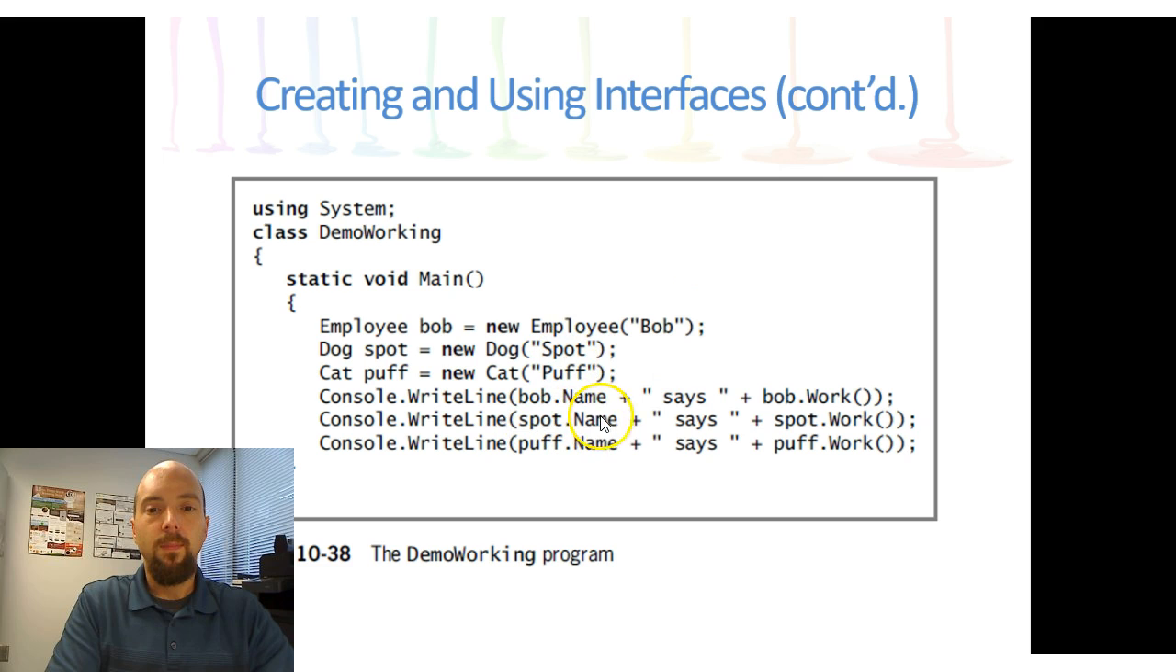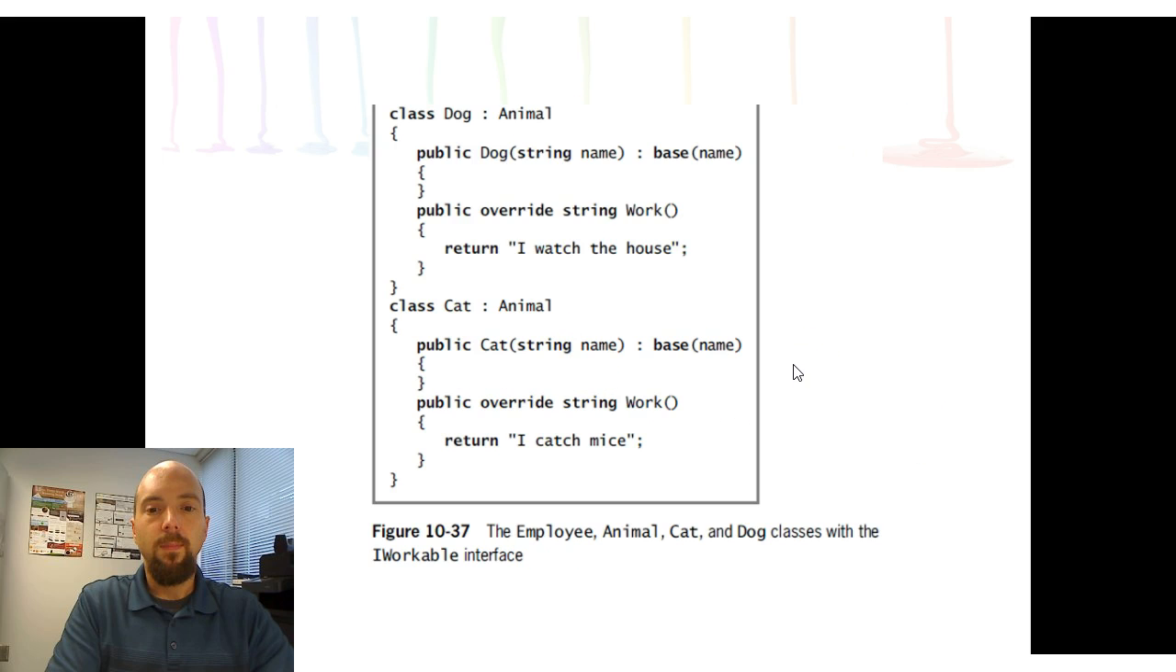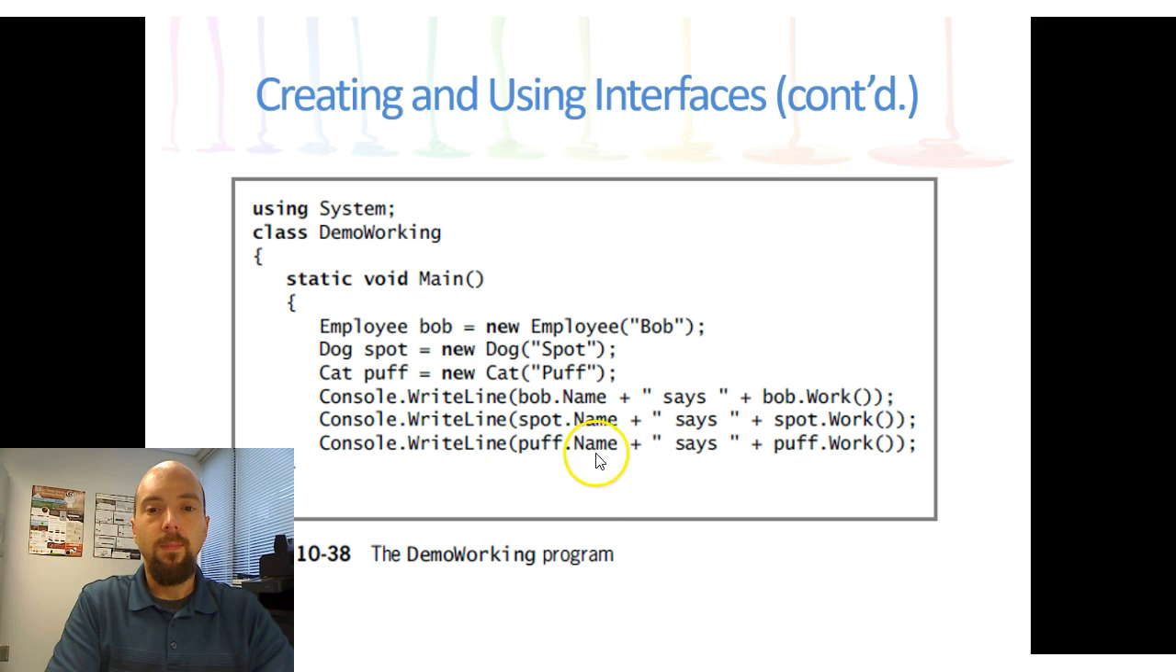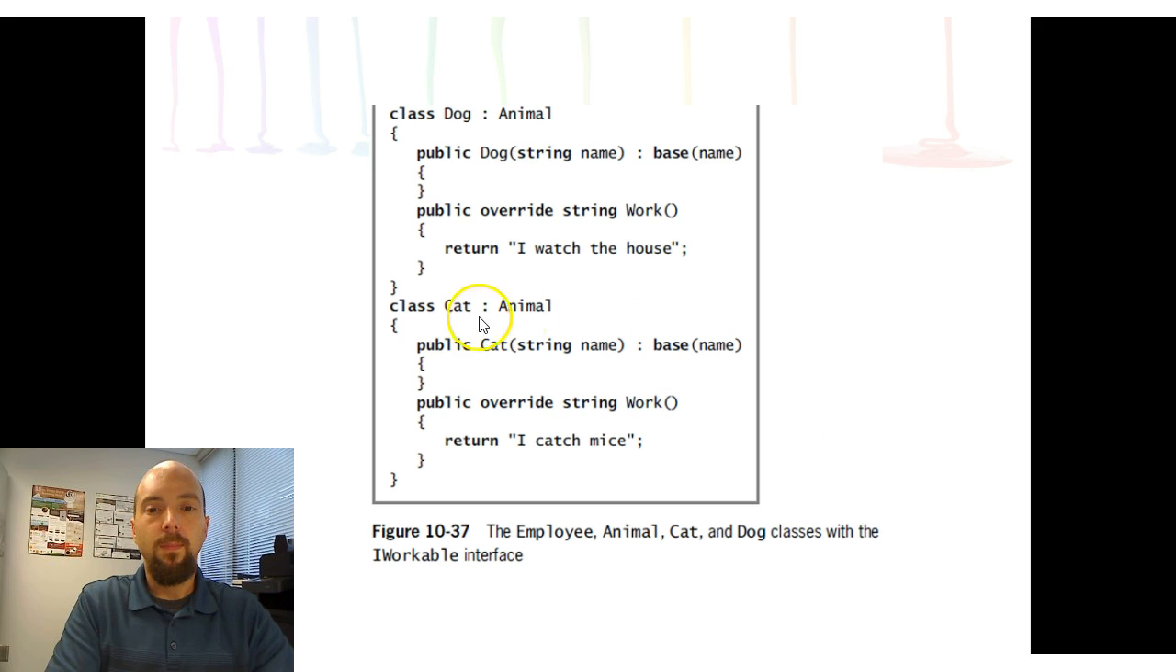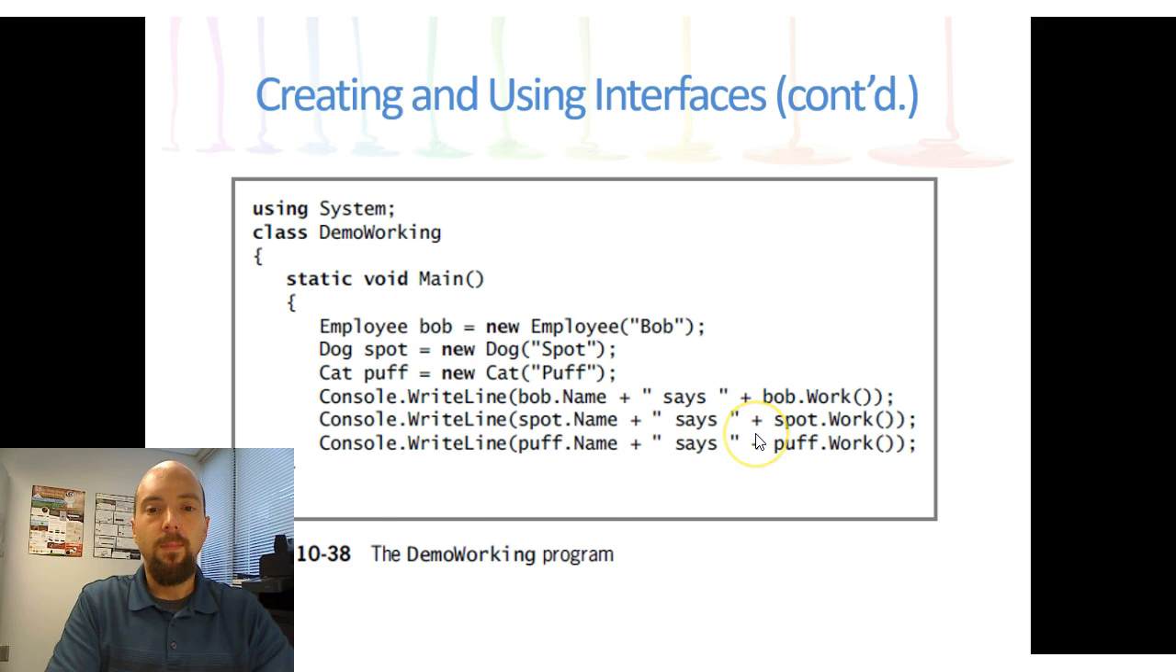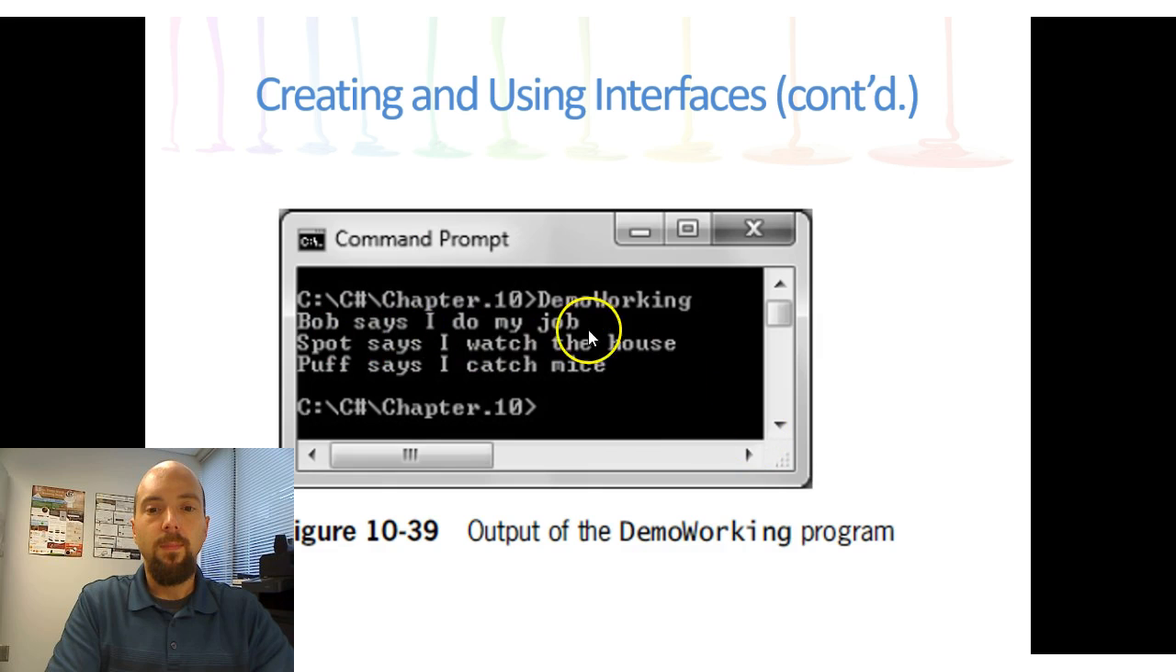Okay, and then we have Spot.name, which will display Spot. So Spot says Spot.work. Well, what does Spot.work do? Spot was a dog, so Dog.work will say, I watch the house. Then the last one says Puff.name. Puff was the cat, so it'll say Puff, and then Puff.work. It knows that Puff is a cat, so it'll say Cat.work, I catch mice. So when I actually perform the output for this, Bob says I do my job, Spot says I watch the house, and Puff says I catch mice.